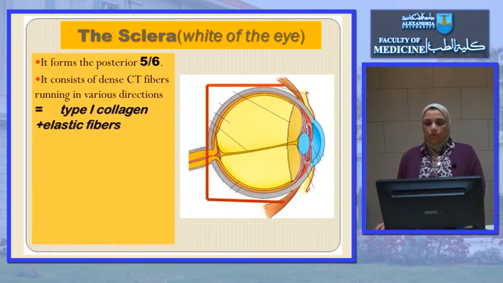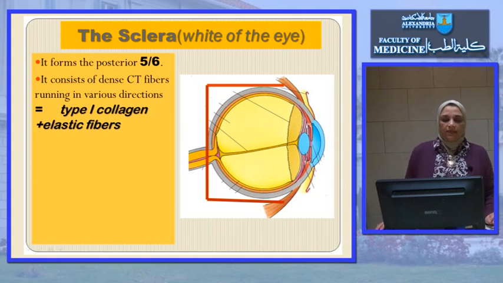We finished now the most anterior part, the cornea, which constitutes 1/6 of the circumference of the outer coat. Now we'll discuss the posterior 5/6, which is the sclera. The sclera is the white of the eye. If you look at your eye, you will find that there is a transparent structure covering the color of your eye, which is the iris. The color of your eye is contributed by the iris, and this is the transparent cornea, and in between the cornea and the iris there is the anterior chamber filled with aqueous. The rest of the eye you can see is white. This is the sclera.